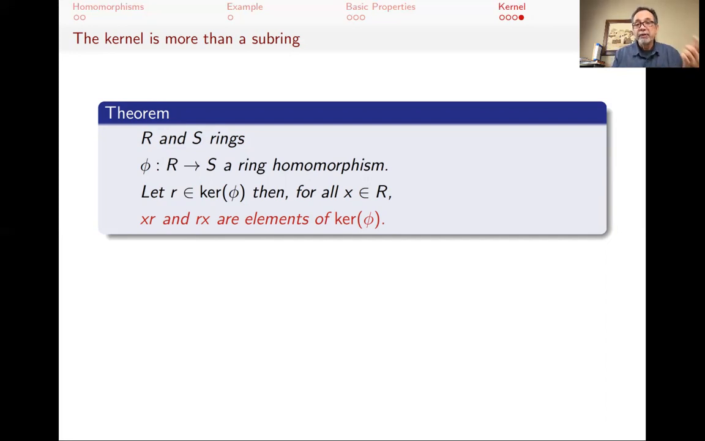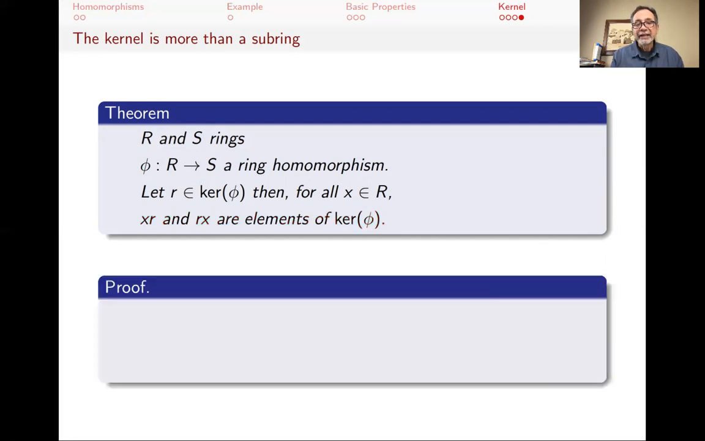In our previous example, the kernel was multiples of n. If you add two multiples of n, you get a multiple of n. If you multiply two multiples of n, you get a multiple of n. But if you take a multiple of n and multiply by any integer, you get a multiple of n. That's the point of this theorem. And the proof of that is not that complicated.